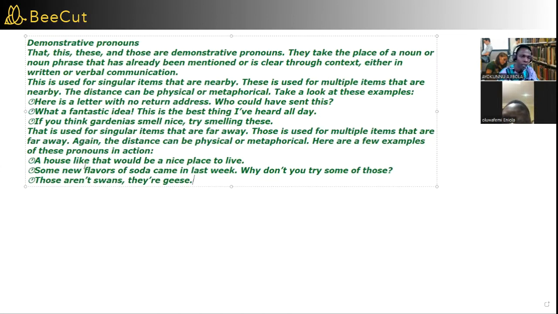So here are a few examples. A house like that is a nice place to live. Maybe we are describing a particular kind of house. So the distance there might be metaphorical. Some new flavors of soda came in last week. Why don't we try some of those? We are still referring to those sodas. Now, those aren't swans, they are geese, like you are pointing to them directly, pointing to them because they are far away from you. So that's a demonstrative pronoun. That is a demonstrative pronoun.